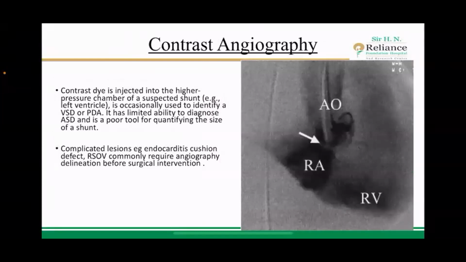In a contrast angiography, a contrast dye is injected into a higher pressure chamber, for example, the left ventricle of a suspected shunt, and used to identify VSD or PDA, but has limited ability to diagnose ASD and is a poor tool for quantifying the size of the shunt.